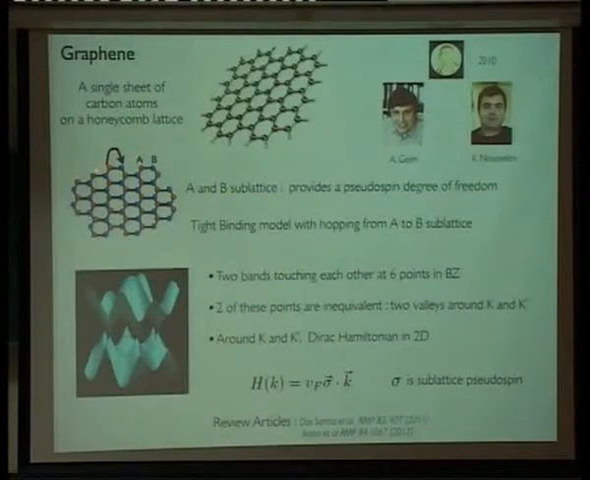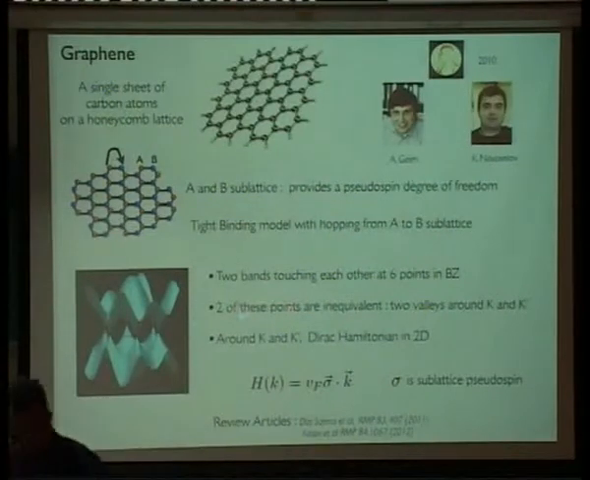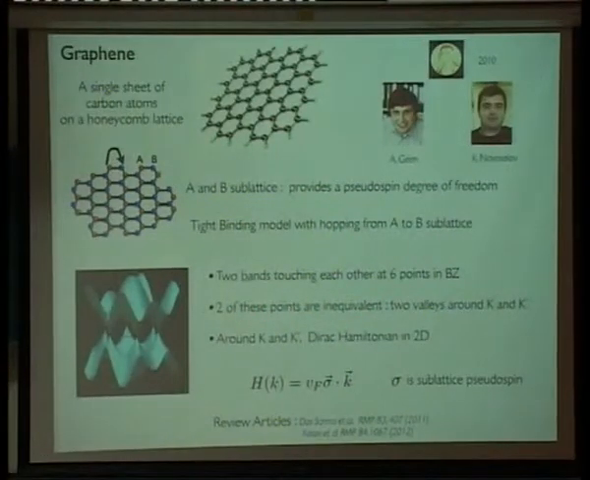There is a tight binding model which says I just have tunneling from A to B sublattice, a nearest neighbor tunneling problem. If you do that tight binding band structure, you find that you basically have two bands, and they touch each other at 6 points in the Brillouin zone. However, only two of the points are inequivalent. There are sets of 3 points which are connected by lattice vectors, and so we get two valleys around points K and K prime.